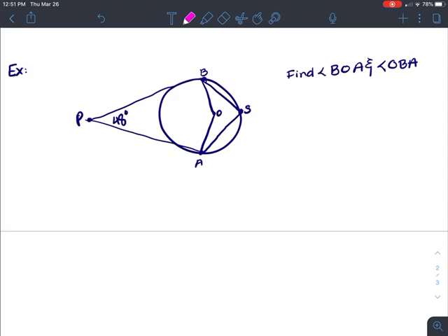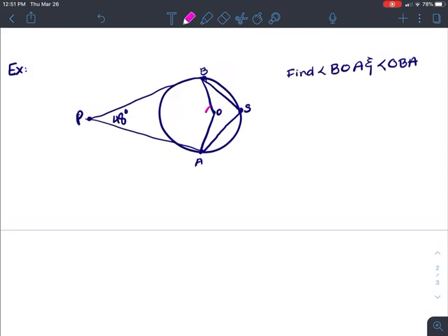So they want me to find angle BOA, which is right here, and angle OBS. That was the wrong thing, not angle OBA. So OBS, okay? I'm going to start by solving for angle BOA.